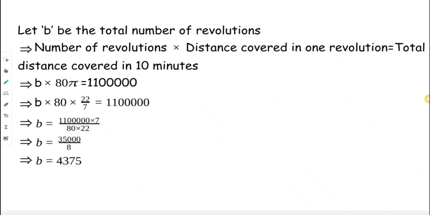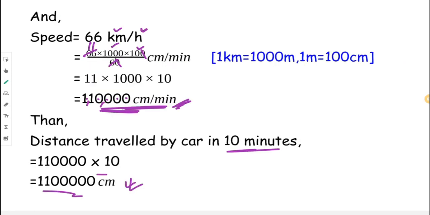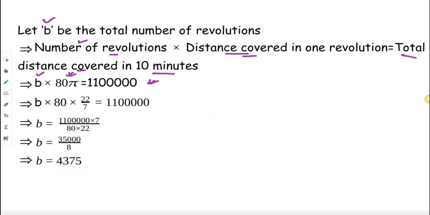Okay, all right, now let us try to find the number of revolutions. Since we don't know, I'm saying let b be the total number of revolutions. And remember this formula, okay? Number of revolutions into distance covered in one revolution will give me the total distance covered in 10 minutes. All right, so the number of revolutions is b, the distance covered in one revolution, at the beginning we got it to be 80 pi, right? And then the distance covered in 10 minutes is this much. Again, in the previous page we got it here. All right, so I'm just putting down the values now.